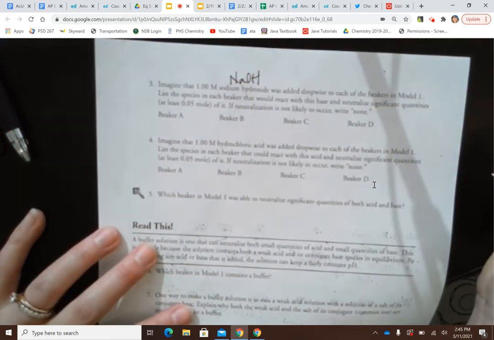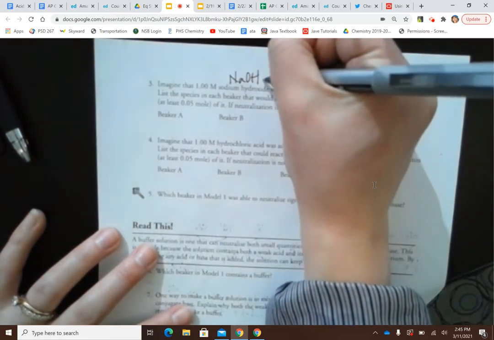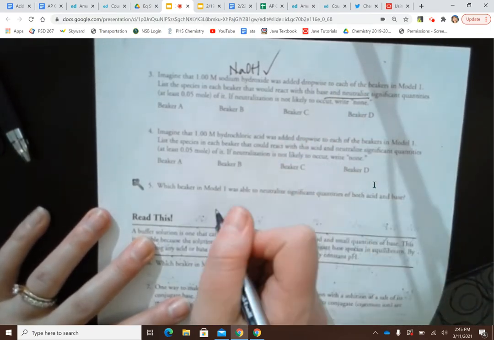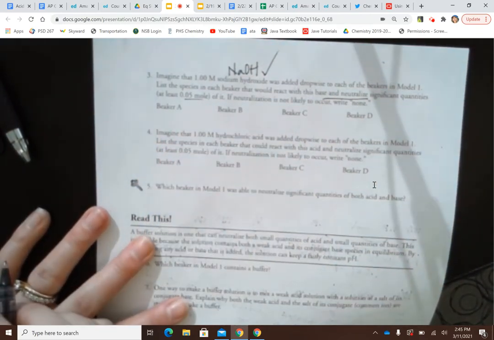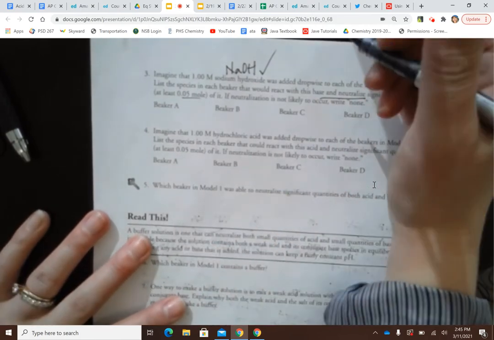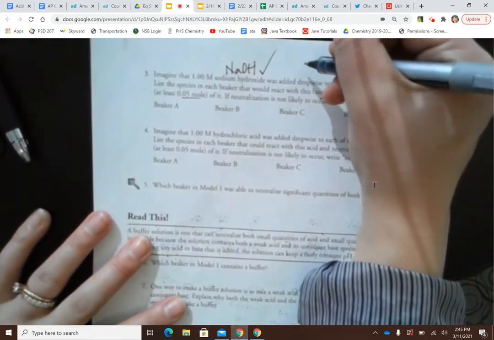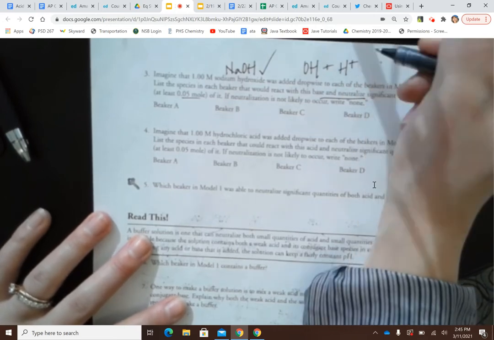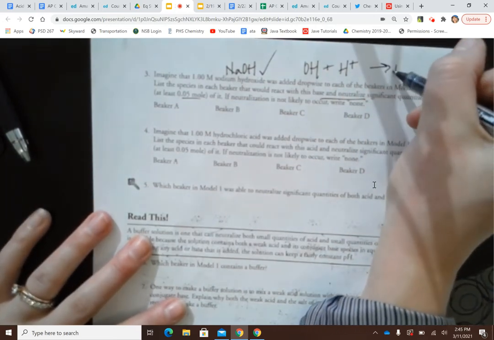Acid or base, team? Acid or base. So we're going to add sodium hydroxide, and we're going to see: will it neutralize significant quantities, at least 0.05 moles of it? Or we'll write none. When we think about this, neutralization is when this hydroxide is going to react with H plus or H3O plus to make water.